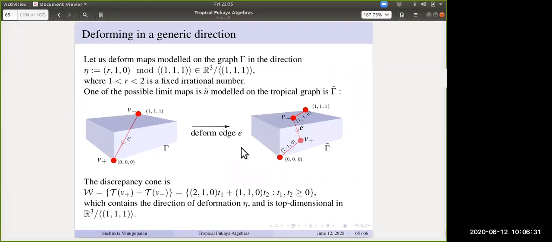And when I do that, this is one of the possible graphs. If I take that irrational one, there is no way I can just have one bubble in the limit. So I need to have at least 2. And when I have these 2 different bubbles, that gives me 2 directions of freedom. So the discrepancy cone is of this form. I have 2 parameters, T1 and T2, coming from the lengthening of the edge connecting to V minus and the edge connecting to V plus. And that gives me a top dimensional cone.